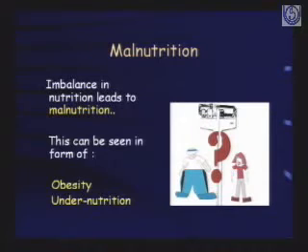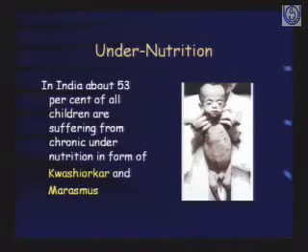What happens when nutritional status is not good? This leads to malnutrition. Now malnutrition includes both the extremes, obesity and undernutrition. Today our world and India are facing both the problems of malnutrition. In India, about 53% of all the children are suffering from chronic undernutrition in the form of kwashiorkor and marasmus. You can see this is a picture of a marasmic child.